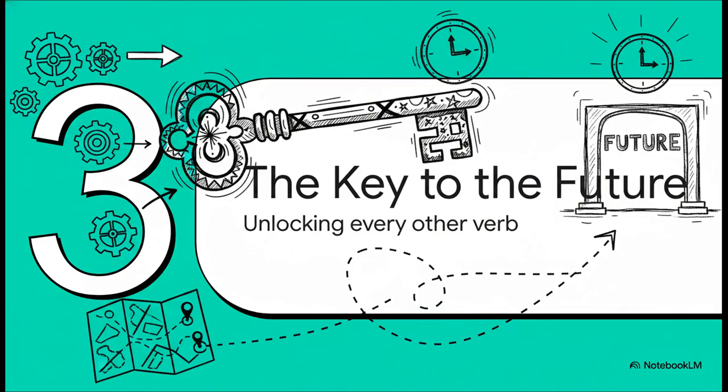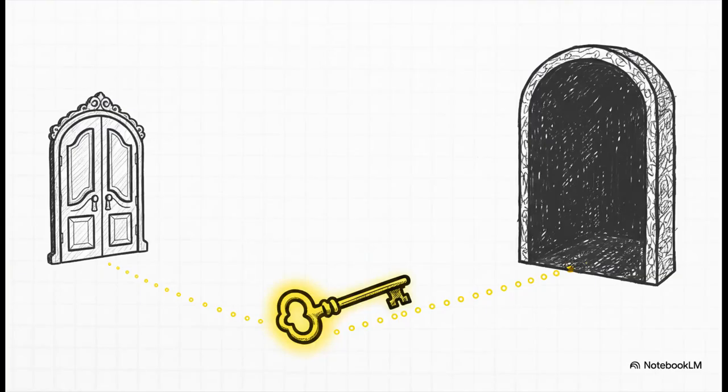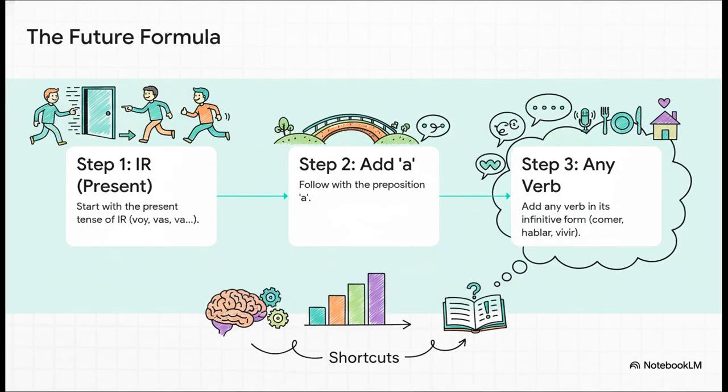But the biggest secret, the master key that really unlocks Spanish, well, it isn't about the past at all. It's about the future. What if I told you that by mastering the present tense of just one of these verbs, you could talk about the future for any verb in the entire language? I know, it sounds too good to be true. It really is this simple.